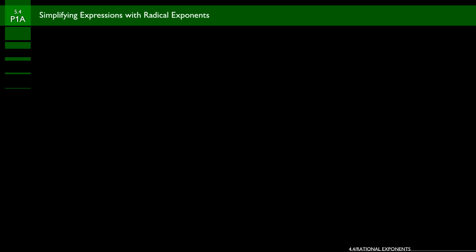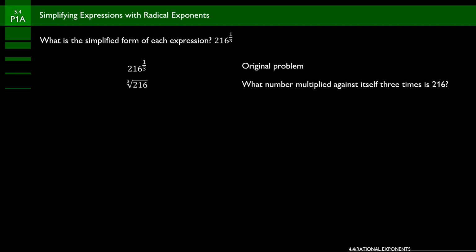So in this first problem, we're going to look at what is the simplified form of each expression. And we're given 216 to the 1/3. We're going to rewrite that as a radical. So we're going to take the 3 and move it to the index, and that gives us the cubed root of 216. Hopefully this is one you have memorized, and the cubed root of 216 is going to be 6.